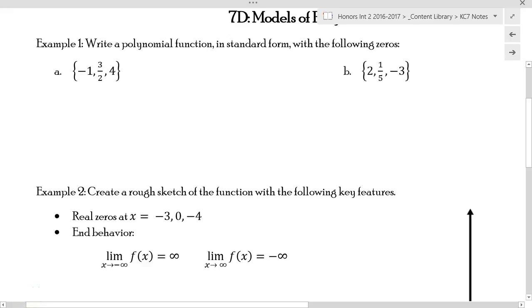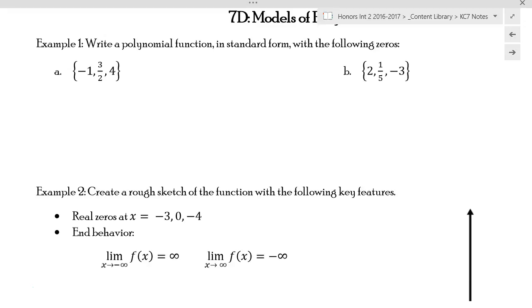Alright guys, today we're going to look at 7G, which is models of polynomials. One thing to know about this target is this whole target on the test is going to be non-calculator. So this whole time you are not allowed to use a calculator. So let's look at example 1.